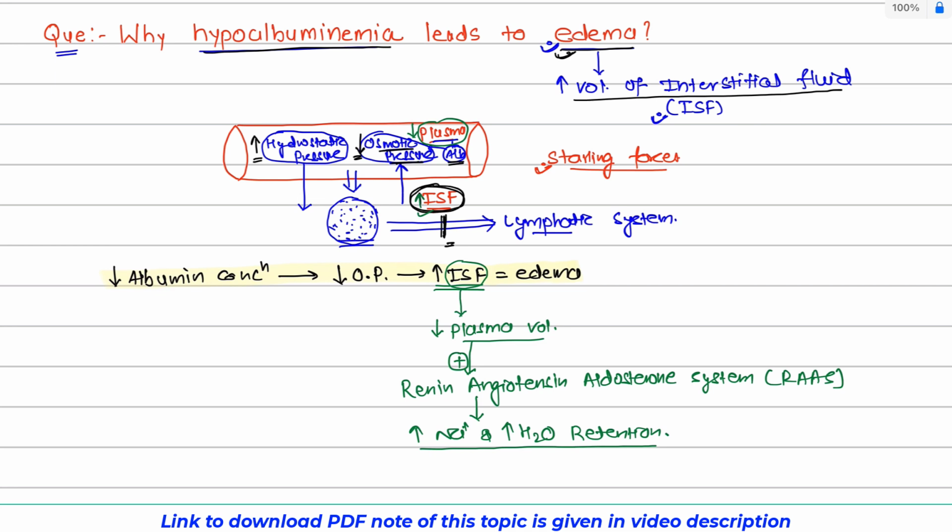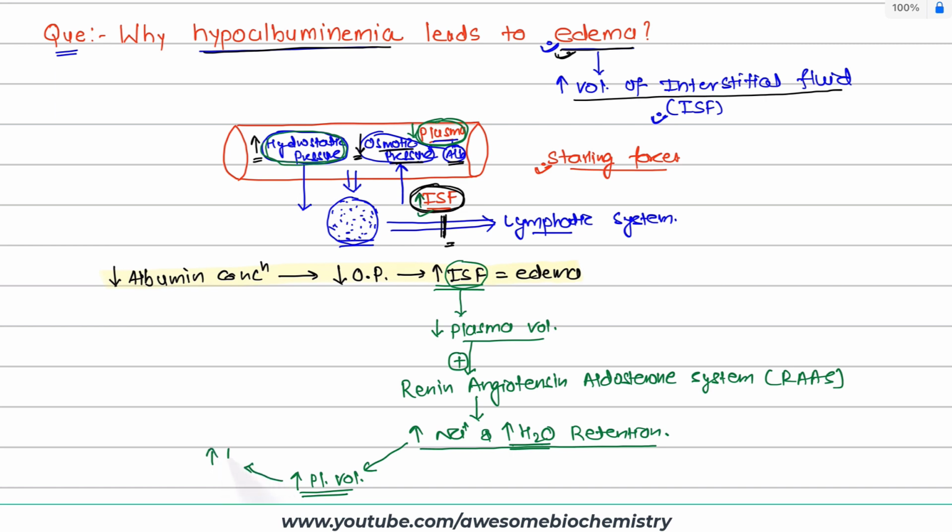See, what will happen if there is increased sodium and water retention? This retained water, where will it go? It will go to the plasma. So there is a restoration of plasma volume, or you can say there is an increase in the plasma volume. Because of this increased plasma volume, what will happen? There is increased congestion of water over here. So it leads to an increase in the hydrostatic pressure.